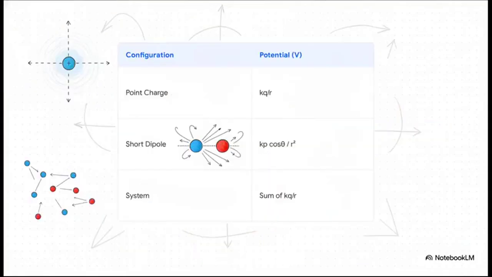Check out how the physical geometry of the source actually changes the landscape. Compare how this potential drops off depending on the configuration. A point charge decays gently as 1 over r.